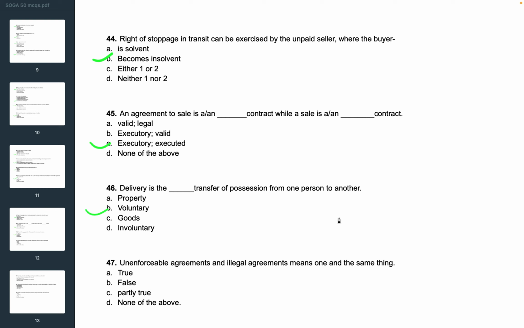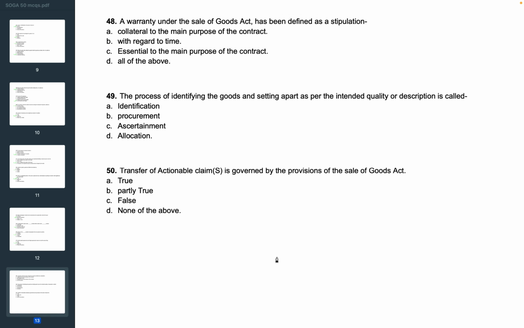Next question. Unenforceable agreements and illegal agreements means one and the same thing. So this statement is false. Next question. A warranty under the Sale of Goods Act has been defined as a stipulation. The options are A. Collateral to the main purpose of the contract, B. with regard to time, C. essential to the main purpose of the contract, or D. all of the above. The correct answer is A. Collateral to the main purpose of the contract.